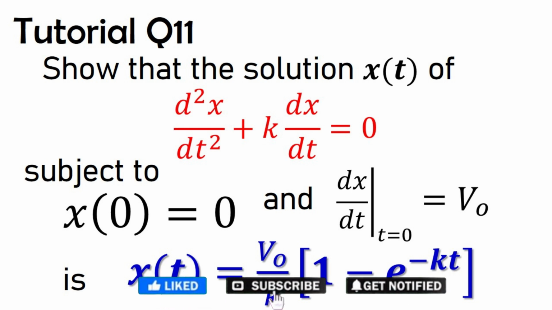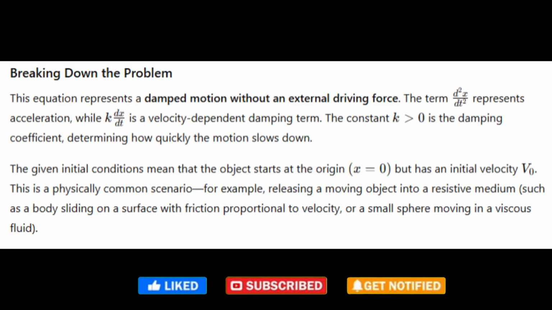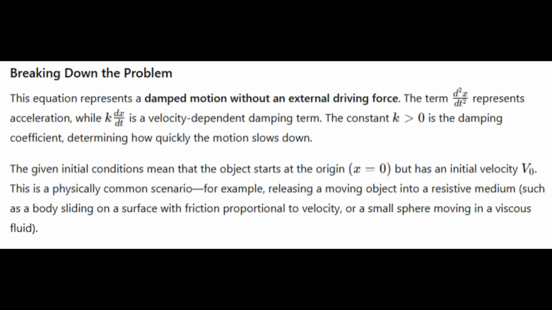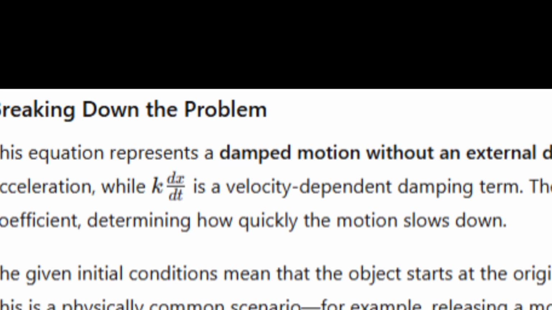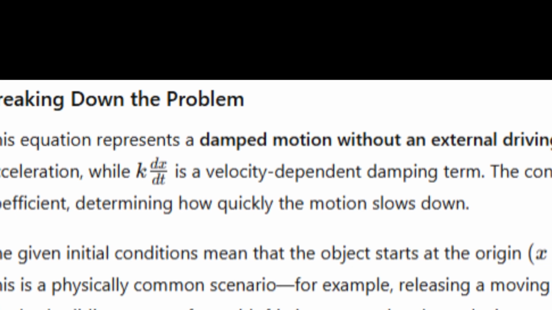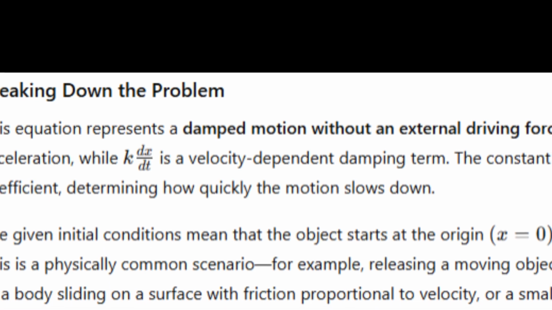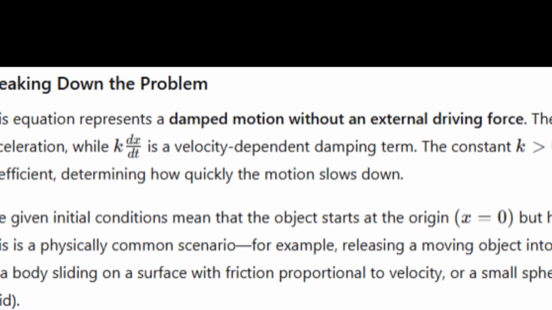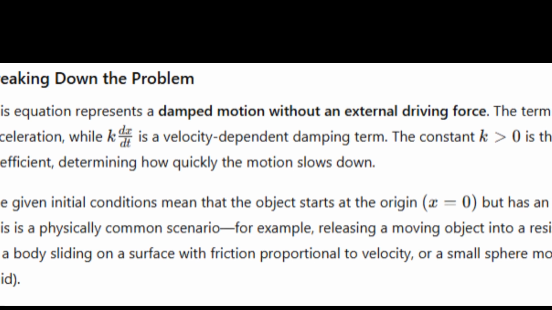Breaking down the problem. This equation represents a damped motion without an external driving force. The term d²x/dt² represents acceleration, while k dx/dt is a velocity-dependent damping term. The constant k > 0 is the damping coefficient, determining how quickly the motion slows down.